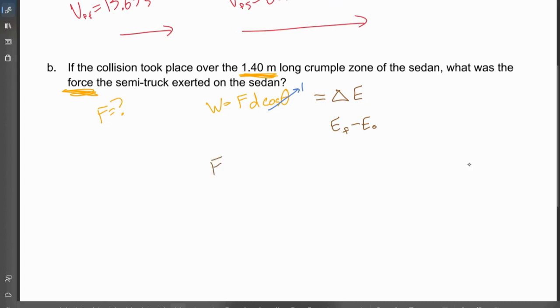So we have the force exerted times the distance it was exerted over is equal to, all right, everything's in the same horizontal plane, so there's no gravitational potential energy. There's no potential energy of a spring or elastic stuff. So it's just kinetic energies, KE final minus KE initial.